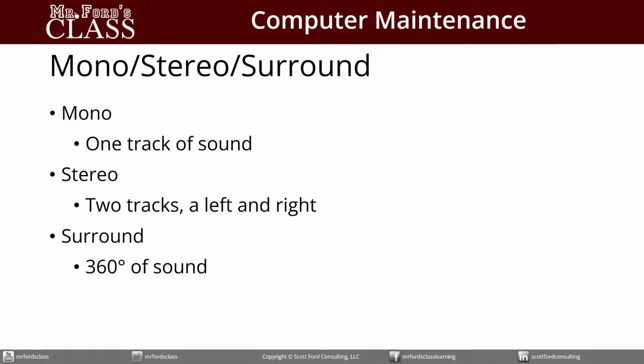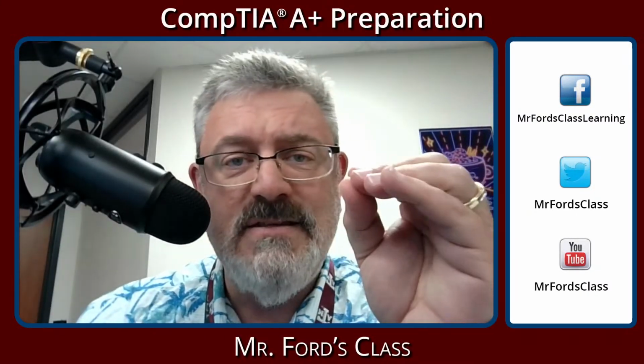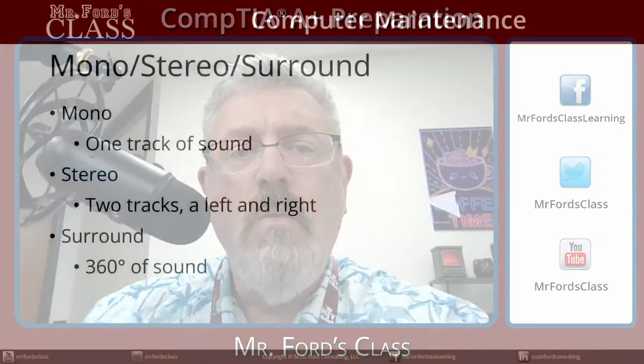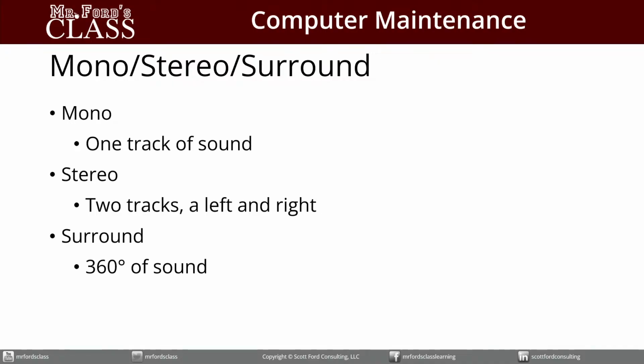So mono means one track of sound. Your left side and your right side are exactly the same. It's just one channel. You hear equally on both sides. It's just the one channel, okay? While stereo has two tracks. There's a left track and a right track. So you're going to hear differently on your left side versus your right side.